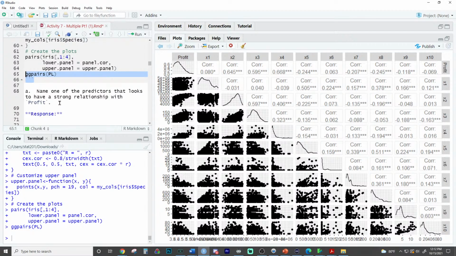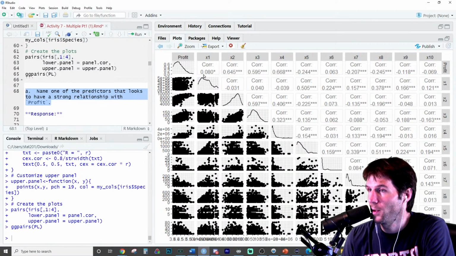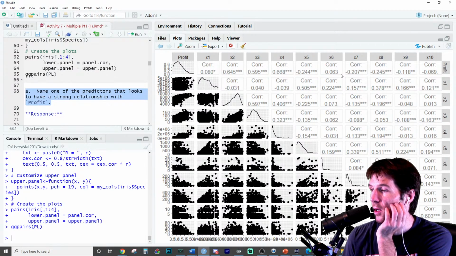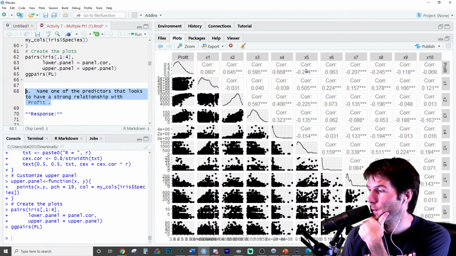Name one of the predictors that looks to have a strong relationship with profit. So actually right here, pretty easy to see which one has a strong relationship with profit. Who can tell me, looking at this right here, which one has a strong relationship with profit? Just go across. Give me one of the X's that looks to have a strong relationship with profit. So this makes our life very easy. And then we can look at the plot.